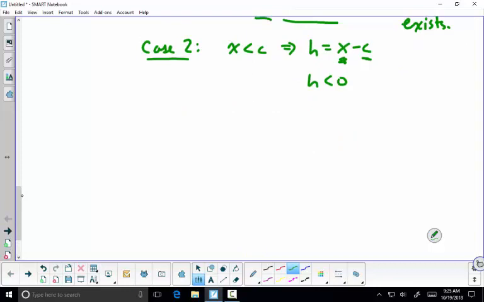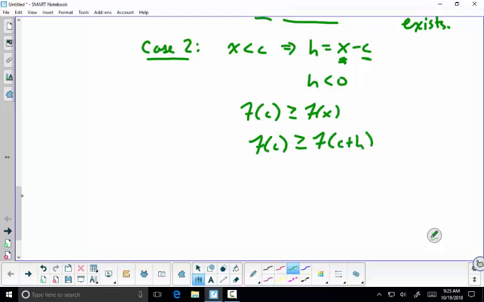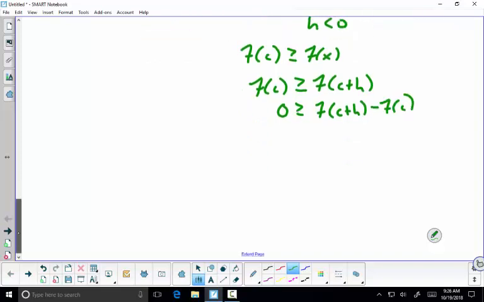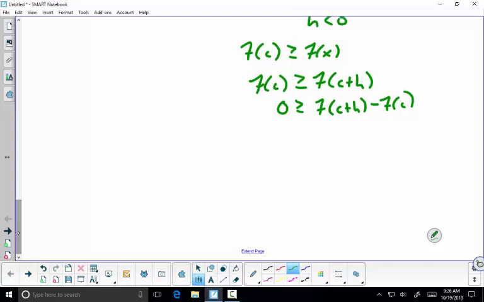Even though x is now to the left of c, we still have that f of c is greater than or equal to f of x, which means that f of c is greater than or equal to f of c plus h. I'm still going to subtract the f of c over to the other side, so we still get this expression here. Now what would I like to do? Now what I'd like to do is again divide both sides by h.